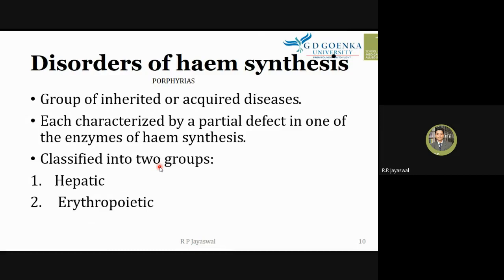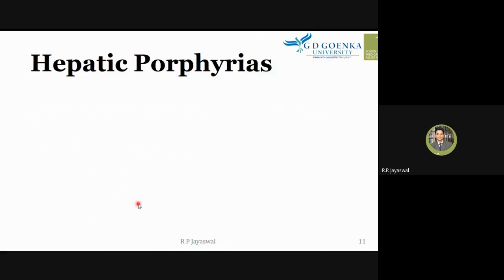The hepatic type of porphyrias occurs because of accumulation of the intermediates of heme in the hepatic tissues, where there is a deficiency of the enzyme for which heme synthesis takes place in the hepatic tissues. Erythropoietic porphyria is when there is accumulation of some intermediate compound because of lack of some enzyme in the making of red blood cells or hemoglobin. Usually this enzyme deficiency occurs in the bone marrow. So hepatic and erythropoietic porphyrias are there.